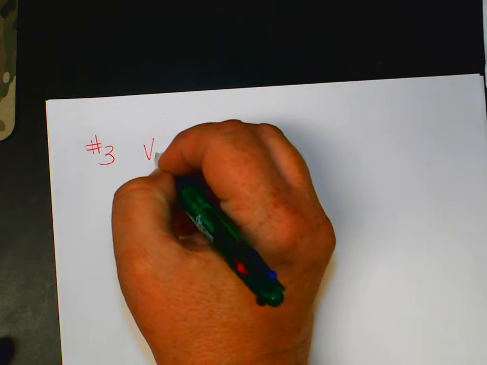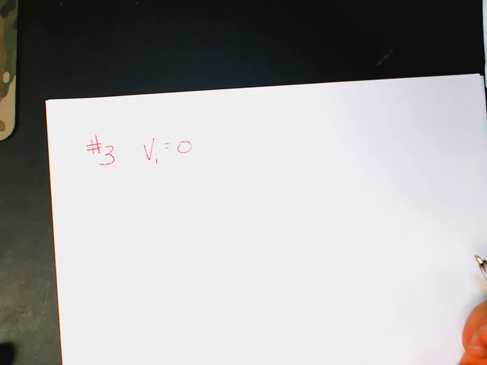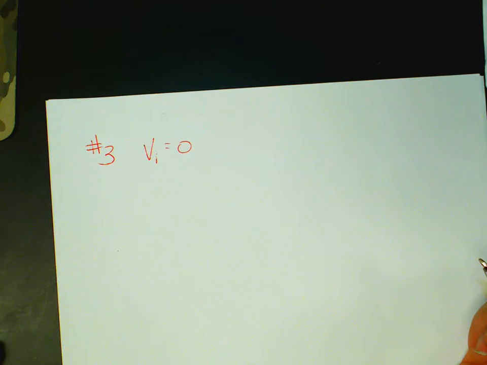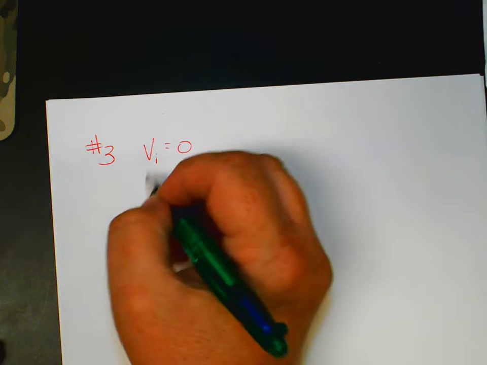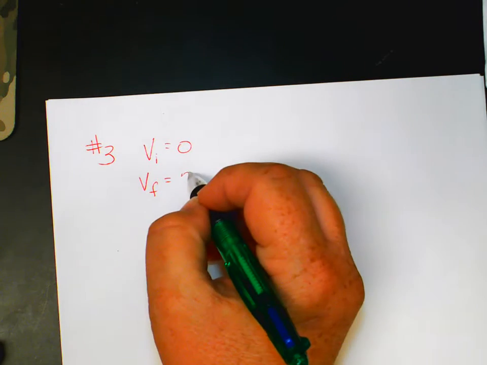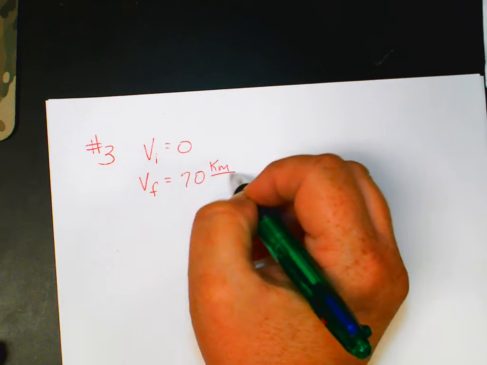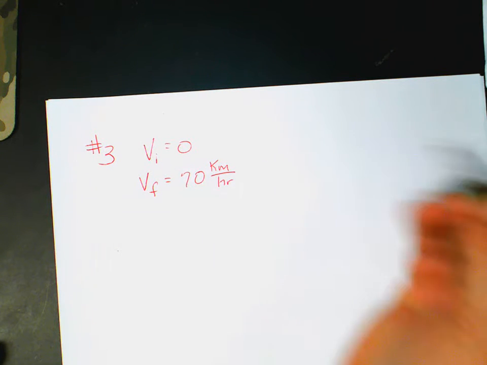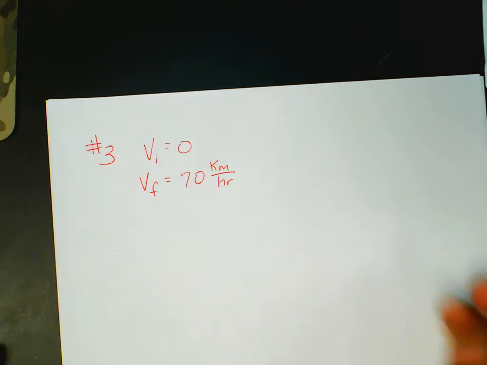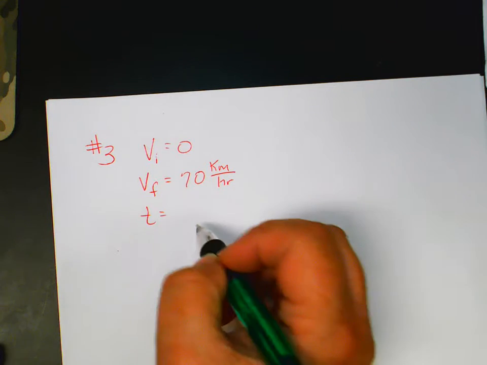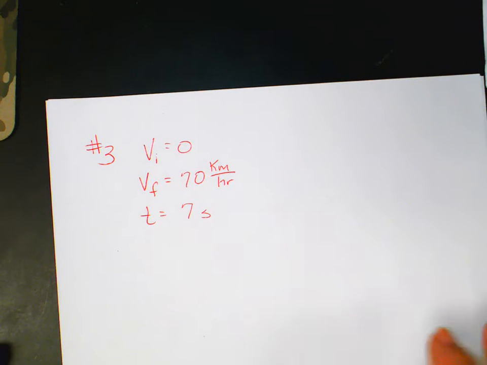the worksheet, if you'll look at number 3, a car advertisement states that a certain car that Emily Miller loves can accelerate from rest, so that tells you your initial velocity is 0, to 70 kilometers per hour, so your final velocity is 70 kilometers per hour in 7 seconds. So your time is 7 seconds.